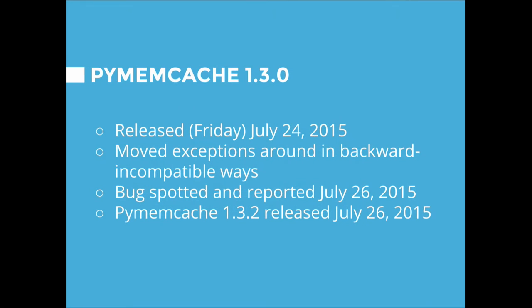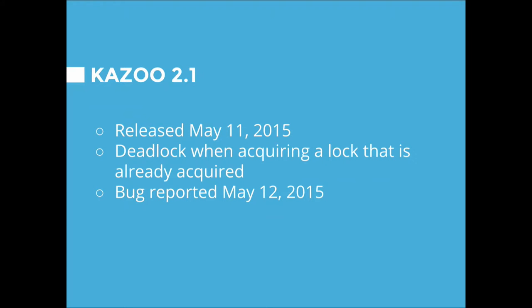PyMemcache 1.3.0, if you're in the room, it's okay. That was released on a Friday, July 24. Last year, it moved exceptions around in a backward incompatible way, so if you were catching exceptions, then you get screwed. The bug was spotted on Sunday, and then we reported that, and the new release was released on the same day. That's a classic release regression, and we caught it really fast.